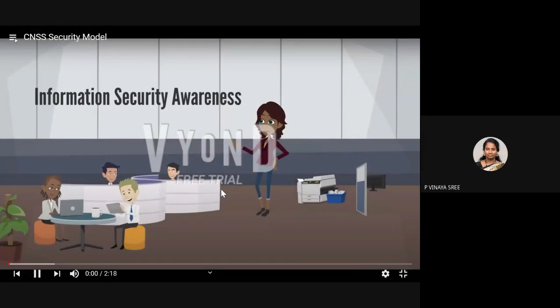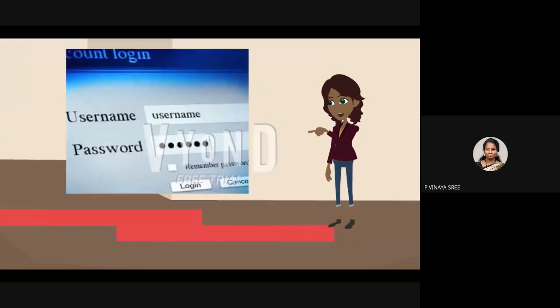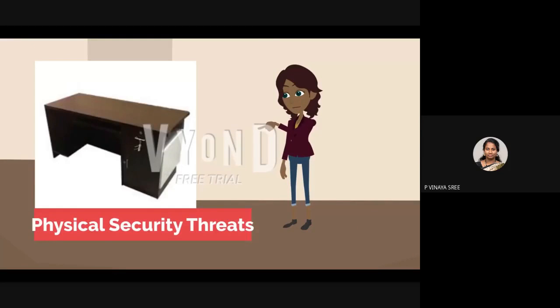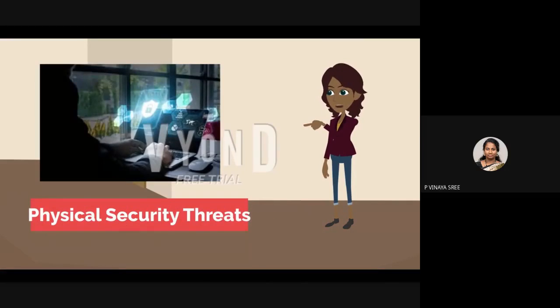Welcome to information security awareness. Oh, my system files are corrupted. My email has been hacked. Oh, my laptop has been stolen by someone. Are there any security models for all these problems? Yes, we have one model called the CNSS security model, that is the McCumber Cube.